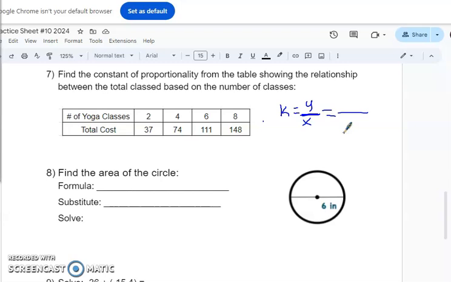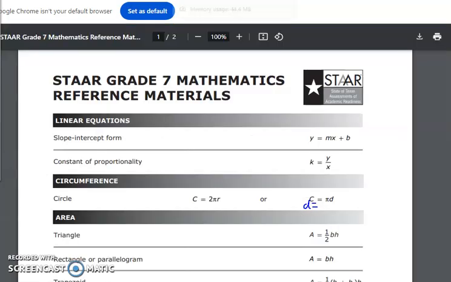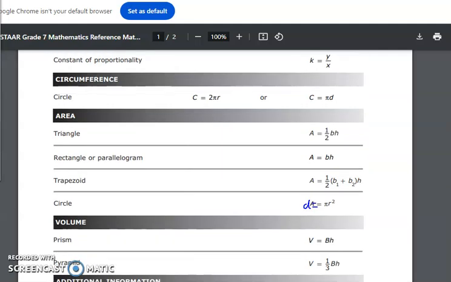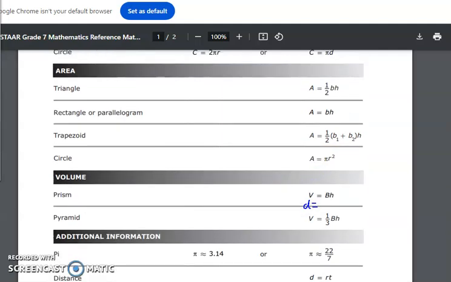Number 8, I try to give you a basic, simple area problem. Find the area of the circle. Before I start, I'm going to look here. Hopefully remember if it goes all the way through. Think of that lab we did. This is D, diameter. It went all the way through. So now I have area of a circle. A equals pi r squared. That's what I'm going to write down.